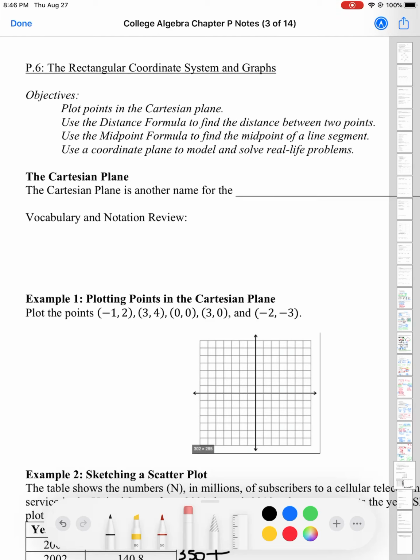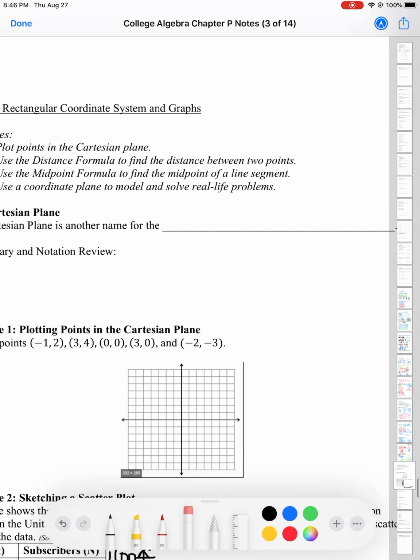Okay, guys, so here are your notes for P.6. This is the last section in chapter P. So we're going to be looking at points in the Cartesian plane, using the distance formula, the midpoint formula, and looking at real-life problems. The words Cartesian plane might not mean a whole lot to you, and that's because in the past it's been called the rectangular coordinate system.